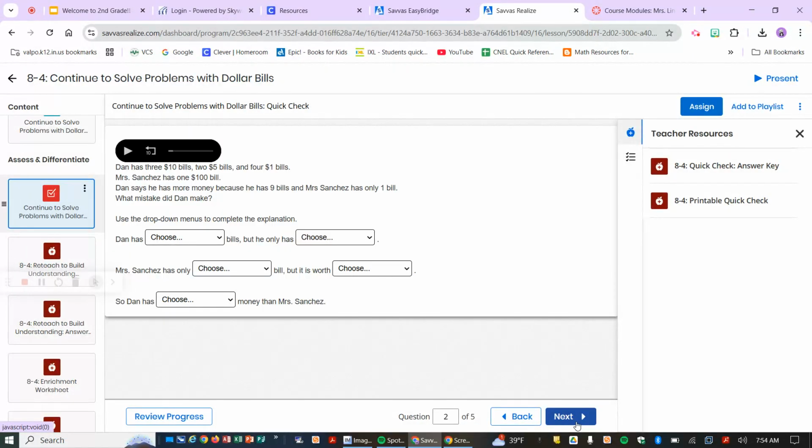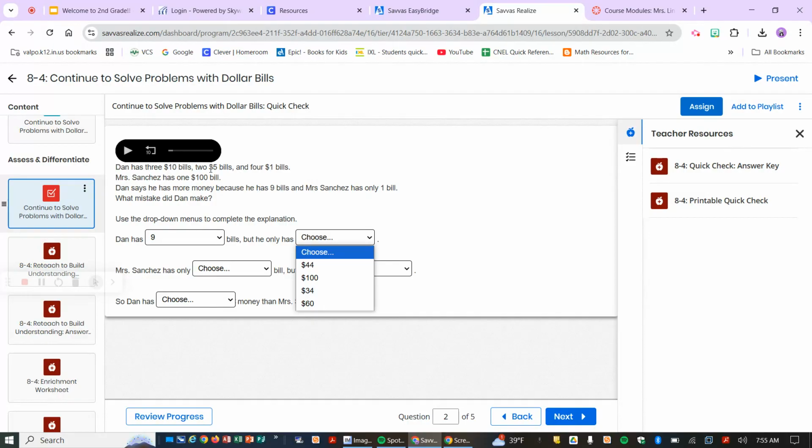Number 2. Dan has 3 $10 bills, 2 $5 bills, and 4 $1 bills. Mrs. Sanchez has one $100 bill. Dan says he has more money because he has 9 bills and Mrs. Sanchez only has 1 bill. What mistake did Dan make? Use the drop-down menus to complete the explanation. Now remember, when we say bills, that means pieces of paper, but the value of those pieces of paper can be different. So it says Dan has 9 bills, but you need to add up his value.